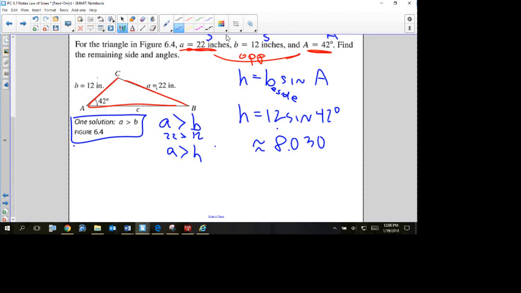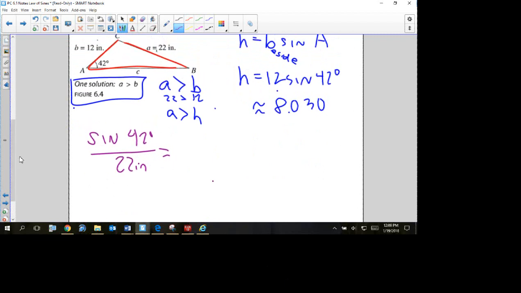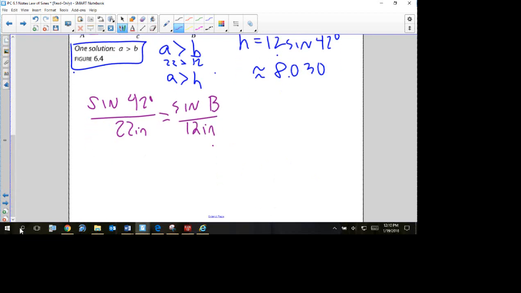So we're going to use law of sines. We'll do sine of the angle 42 degrees over the side across from it, 22 inches. That's going to equal, now we have to use something that we know one part of to find the missing piece. So we're going to do sine of what angle? B, over side B, which is 12 inches. When we cross multiply, I get 22 sine B equals 12 sine 42.